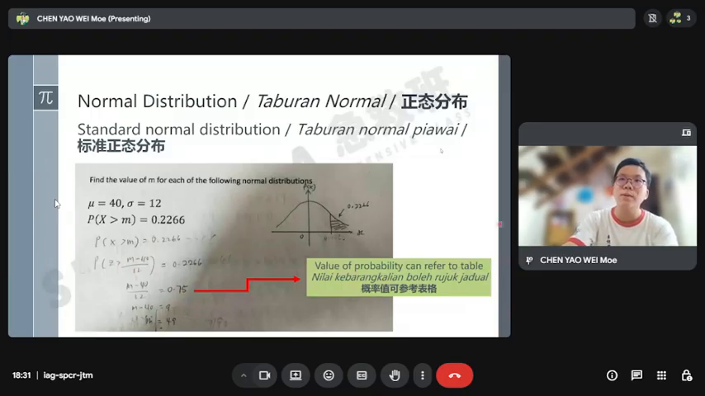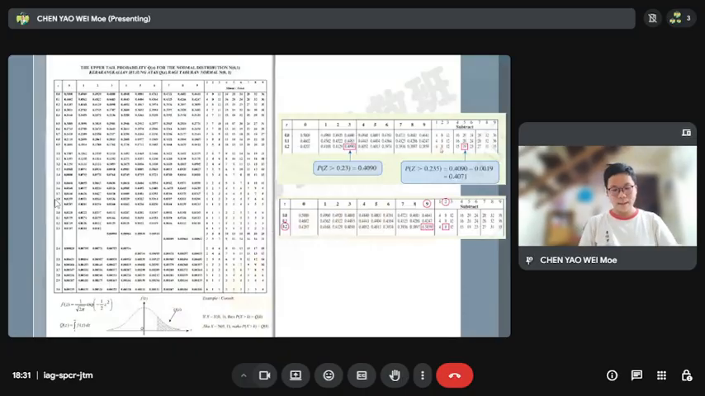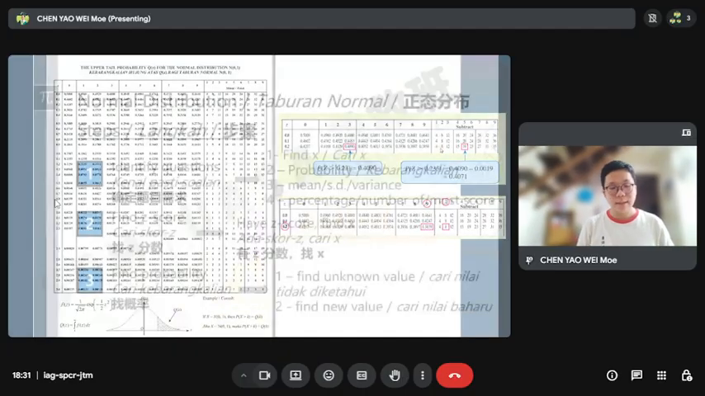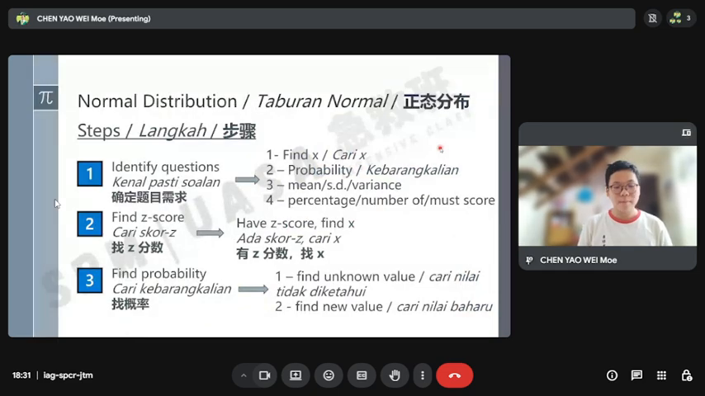And usually for the question like this, you need to identify the question given. Sometimes you're asked to find x, sometimes probability, sometimes mean, standard deviation, variance, percentage, number of or mass score. First find the z-score. If you see got x1, find the z-score. If got z-score and you're asked to find x, you can do it the other way around, vice versa.